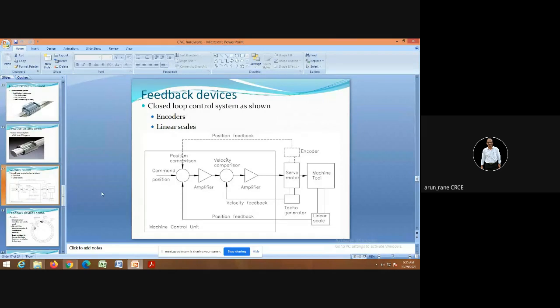As I said, the CNC machines are closed loop. So in order to get the feedback, the encoders are mounted on the spindle. That is one way. The other way is you have linear scales. So have a look at this diagram. Try to understand. I will give you a minute.